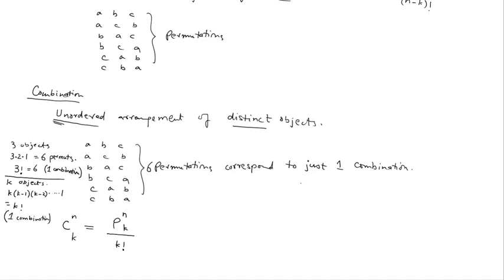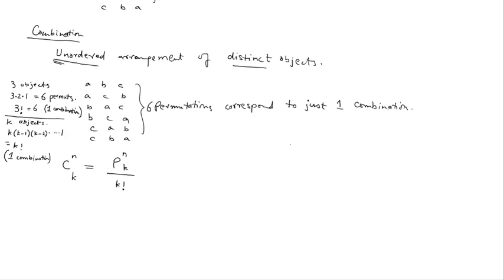Let me change the example a little bit. Let's say you had 4 objects, A, B, C, D. And if I ask you, in how many ways can you pick 3 objects out of these 4? Out of these 4. Can anyone answer?